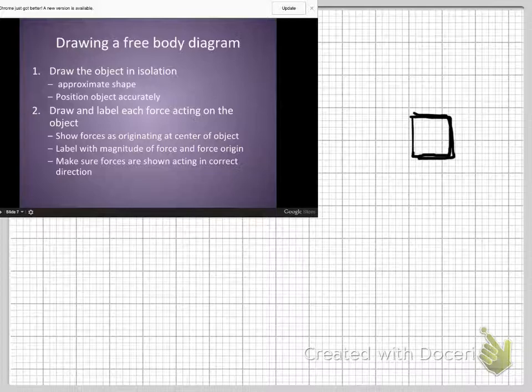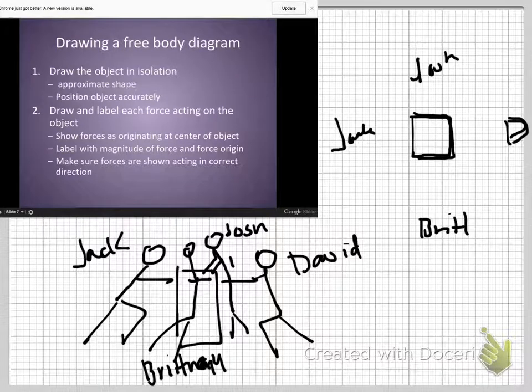And we have 4 different people pushing on it. We'll recreate this in the hallway in third period. Let's say we've got Jack, Josh, David, and Brittany pushing on this box. So we've got our folks pushing on the object, and those are the sides they're on. So let me ask you this: the force that Brittany is exerting on that box, which way on this diagram is that force line going to extend?